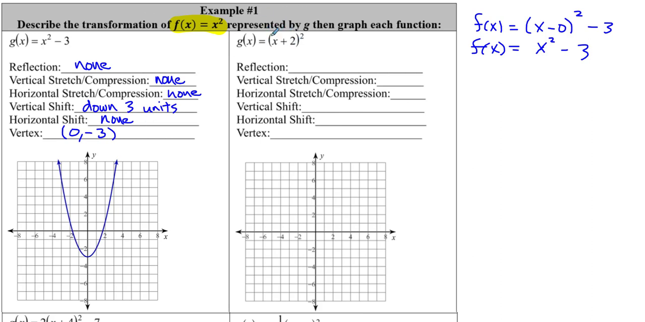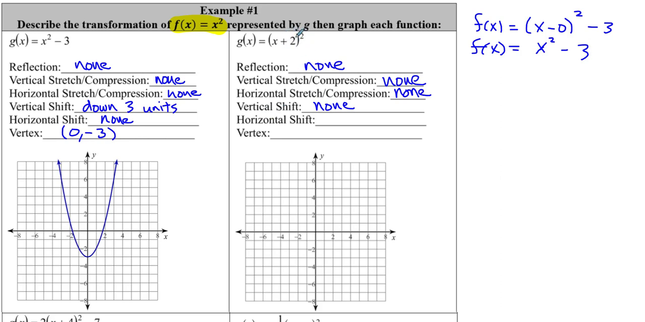Do we have a negative sign out front? We do not, so there is no reflection here. We have an A value on the outside of 1, so there is no stretch or compression. So we have none for vertical. Do we have a value in front of the X inside the parentheses? We do not, so there is no horizontal stretch or compression. Okay, do we have a vertical shift? Is there a plus or minus some value over here? No, we do not, so there is no vertical shift.